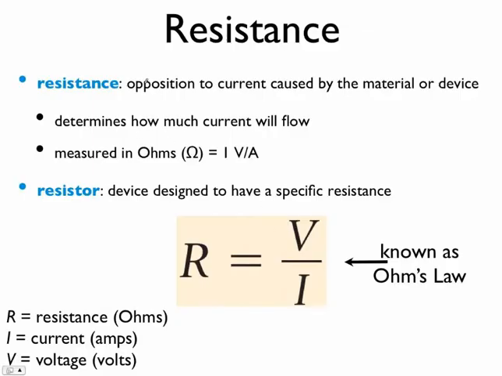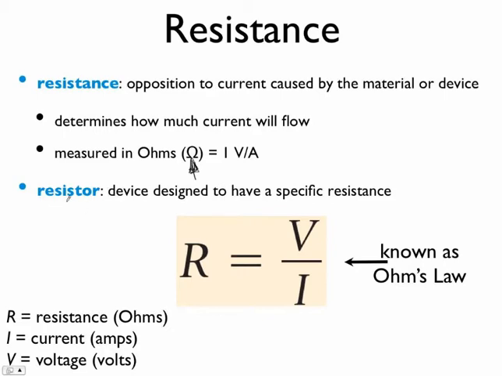Now resistance. Resistance is opposition to current caused by any material or device. So like your hair dryer will have a resistance, or a light bulb will have a resistance. Anything will have a resistance. And resistance is measured in ohms, and it's this cool little symbol. And it's just a volt per amp.